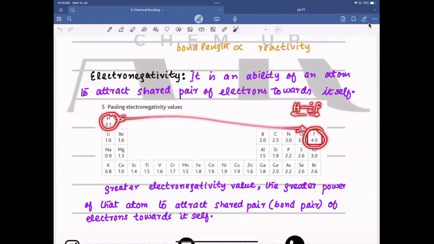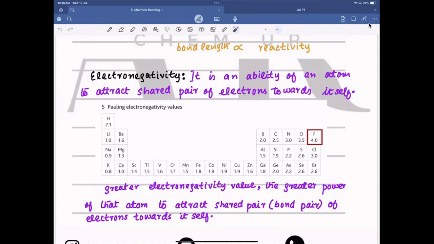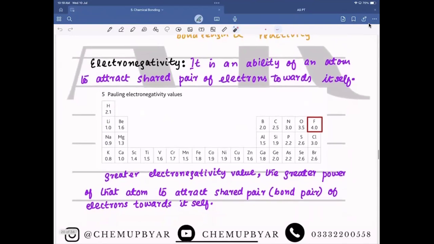So the sharing of the electron pair is not going to be equal when there is a difference in the electronegativities of the two atoms which are bonded covalently. Is this understandable? Yes, sir. So that's the difference that electronegativity creates. Any confusion till here? No, sir.